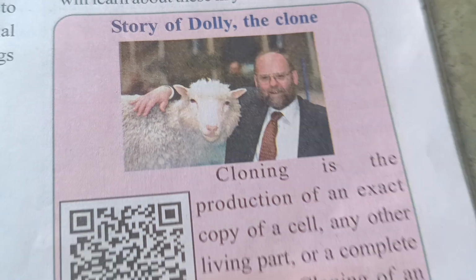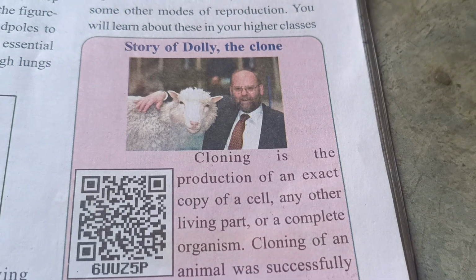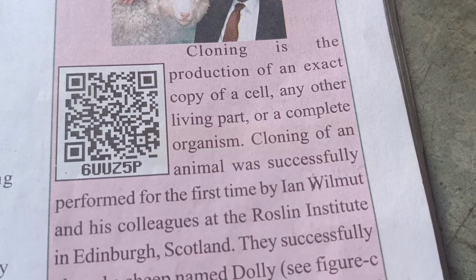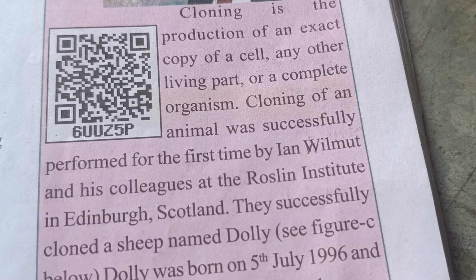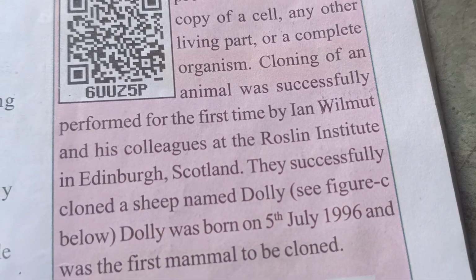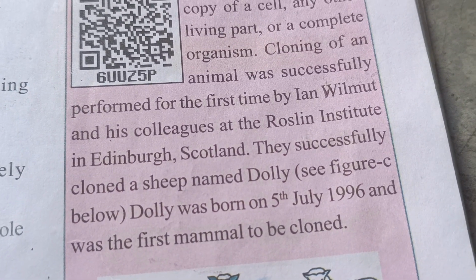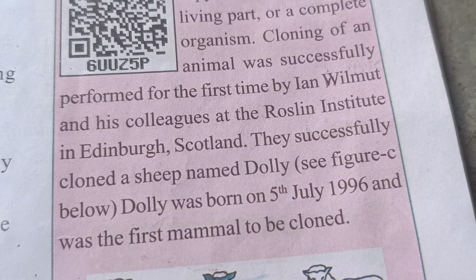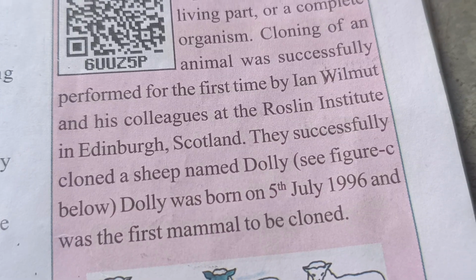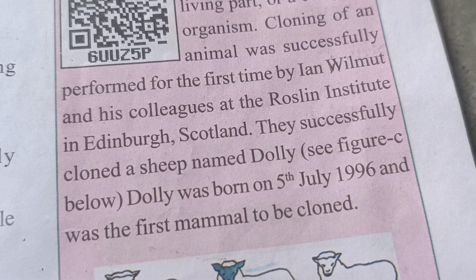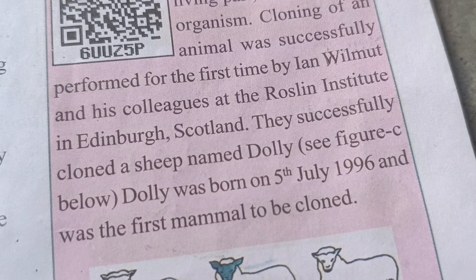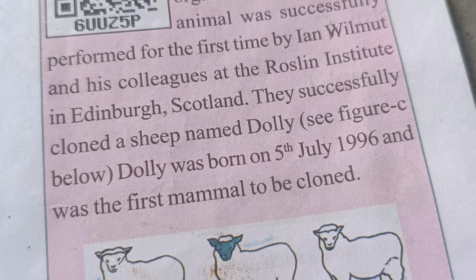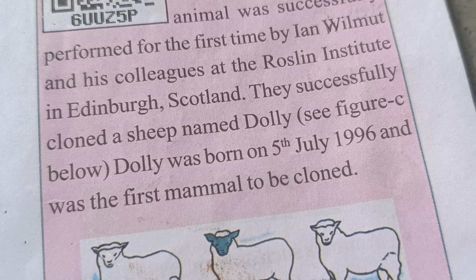Story of Dolly the clone. Cloning is the production of an exact copy of a cell, any other living part, or a complete organism. The cloning of an animal was successfully performed for the first time by Wilmut and his colleagues at the Roslin Institute in Edinburgh, Scotland. They successfully cloned a sheep named Dolly. Dolly was born on 5th July 1996 and was the first mammal to be cloned.